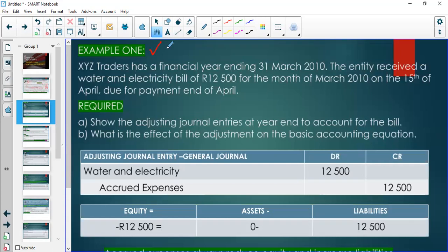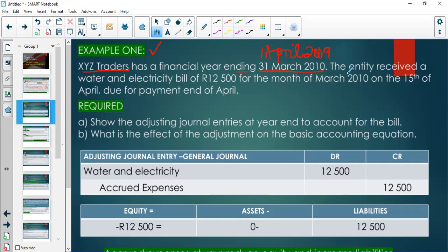The first example says that we have an entity called XYZ Traders. This is a financial year ending 31 March 2010. If you want to know when this year started, you say the following day after 31 March is 1 April. Then you say last year, so it's 2009. So it started on 1 April 2009. So when we report this, we're going to report for the period 1 April 2009 to 31 March 2010.